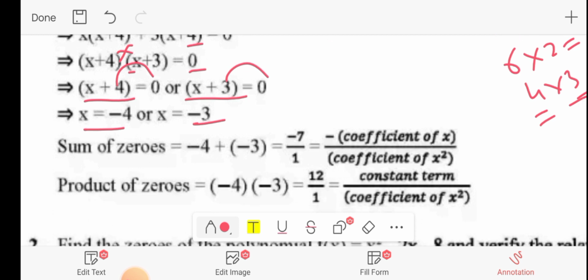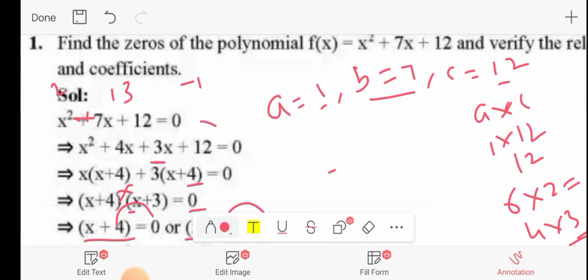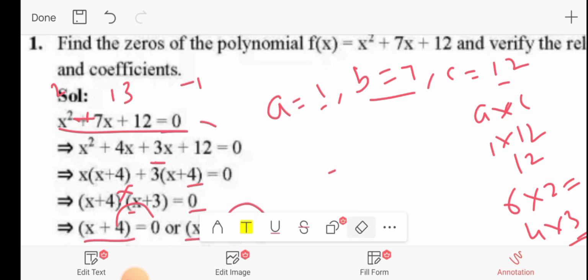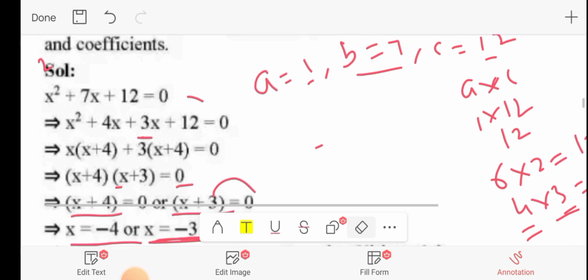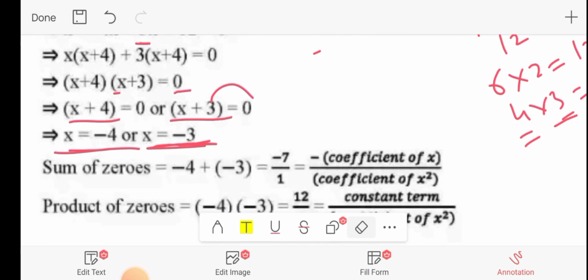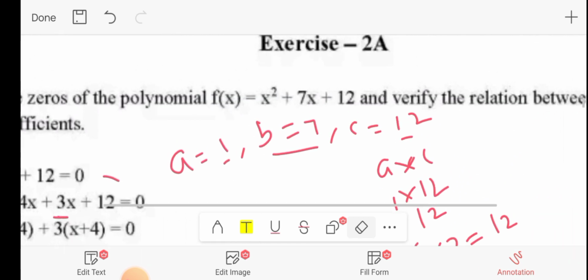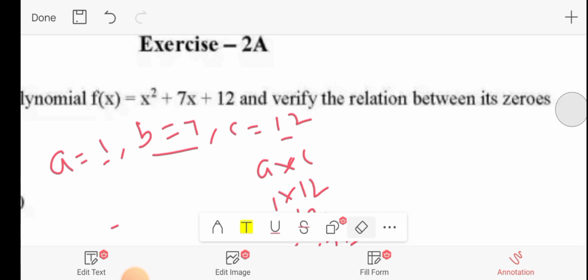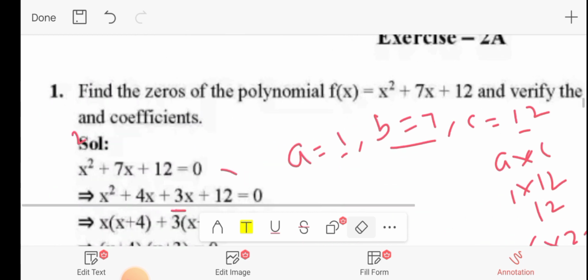Okay. So we got two zeros: x equal to minus 4 and x equal to minus 3. These are the zeros of this polynomial. It means if we put either of these values, minus 4 or minus 3, in place of x in this polynomial, it will become 0. Okay. Now we will find the relation between the coefficients. Verify the relation between the zeros and the coefficients.